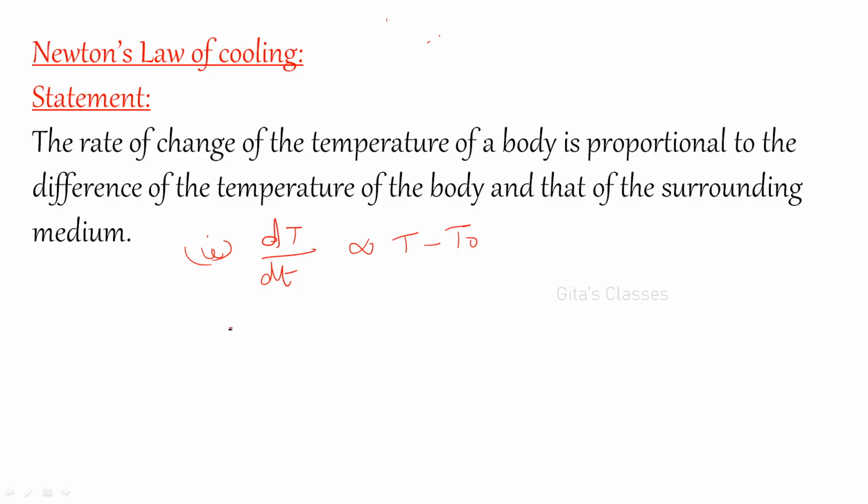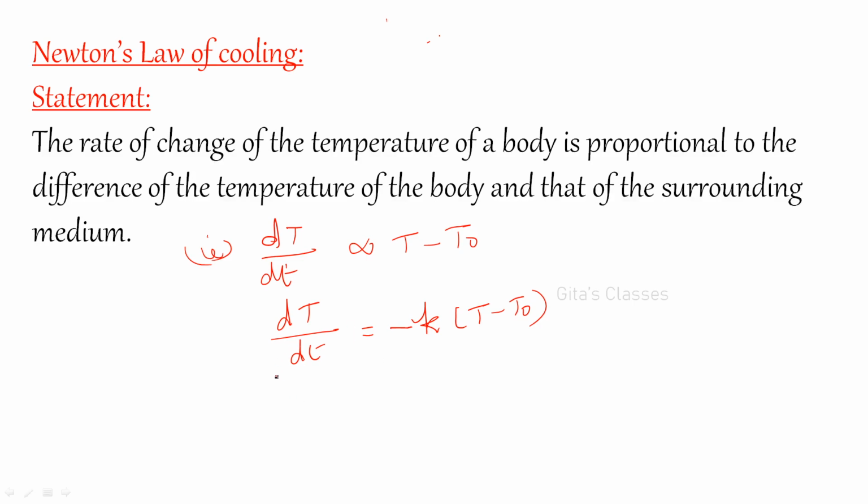Okay. Then dT by dt, the rate of change of the temperature with respect to time, is proportional to the difference between T and T naught. That can be written as dT by dt is equal to k into T minus T naught, where k is the constant of proportionality. But unless we give external heat, the temperature will be decreasing. If you consider one hot body and keep it outside, what will happen? Automatically the temperature will be reducing. That is why it should be written as minus k.